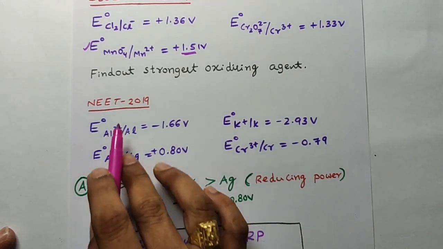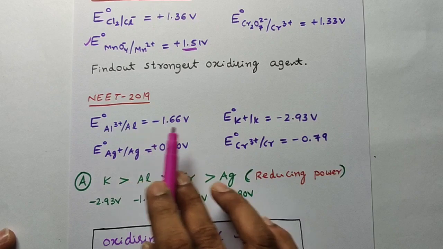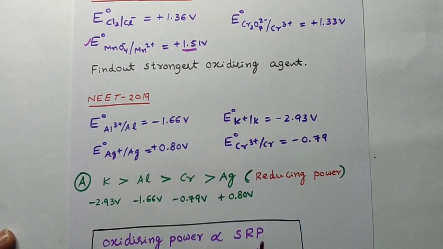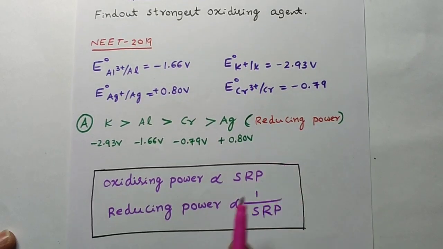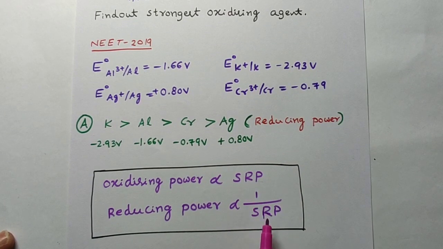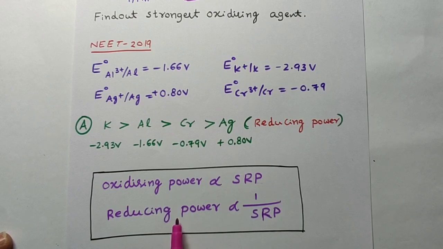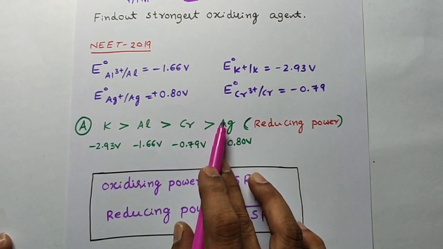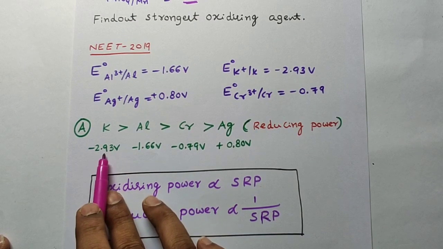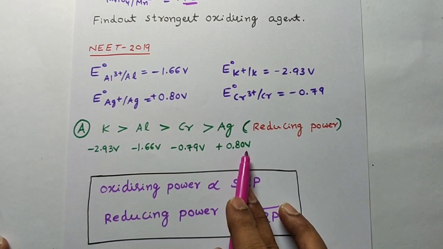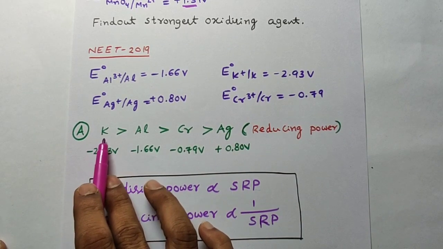Next question, NEET 2019. Standard reduction potentials of aluminium, potassium, silver and chromium are given. We are finding reducing power. So how do you find out? Reducing power is inversely proportional to SRP. Inversely proportional, right? It means the lesser the value, the more the reducing power. Here I have given the answer. Potassium has the least value, minus 2.93, and silver has the highest value, 0.8. So this is the decreasing order of reducing power.